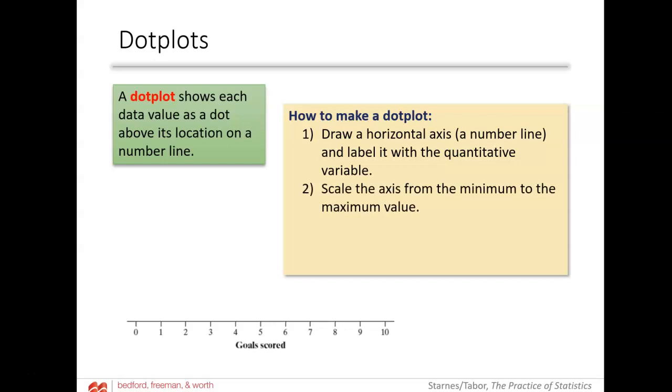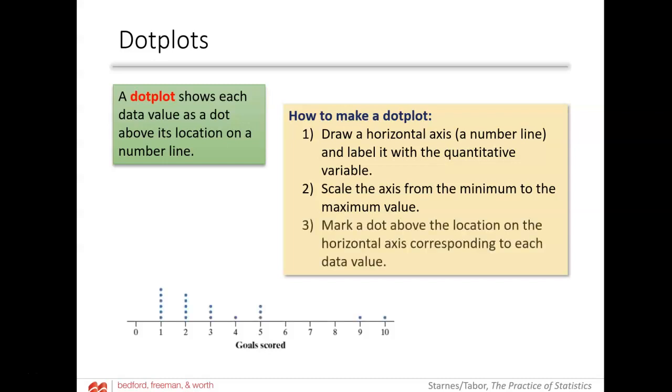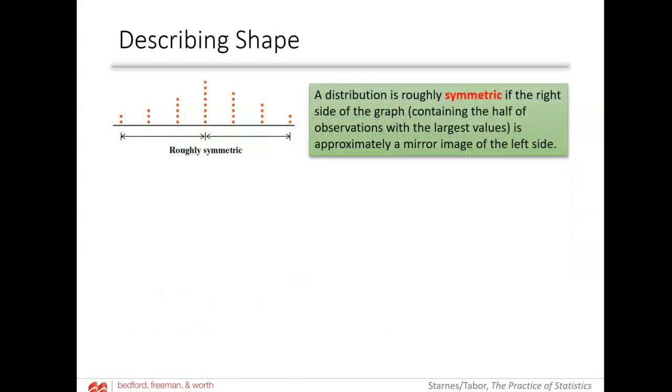In this particular data set is number of goals scored from, oh, I cannot remember which soccer team it was, but one of the big soccer teams. You scale the axis from the minimum to the maximum value, the range of your data set. And then every time one of those values occurs, kind of like a tally, but this time you would put a dot above it and you'd stack them up. So you can see shape in a dot plot pretty nicely.